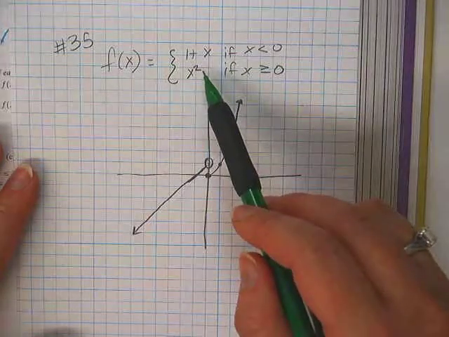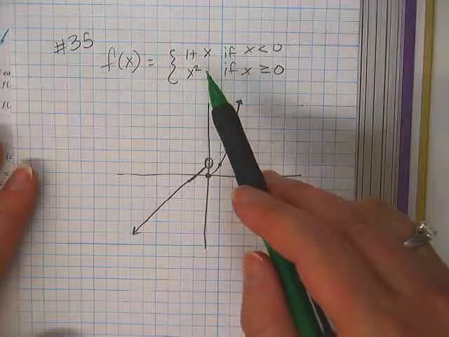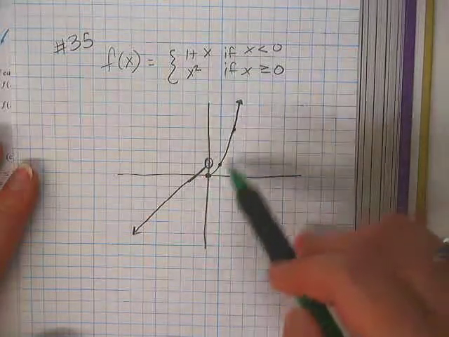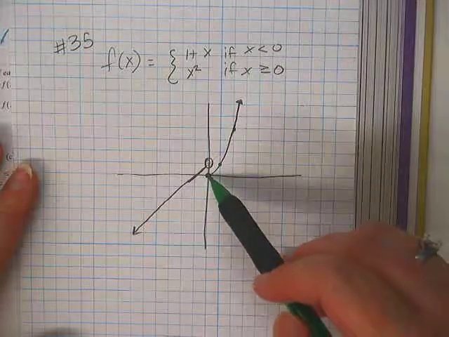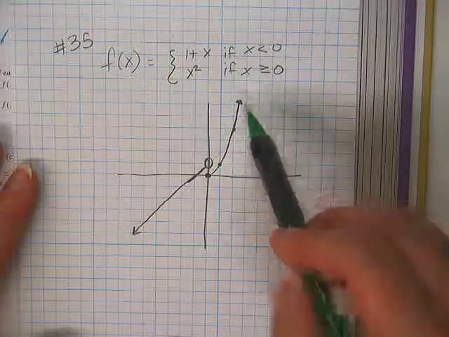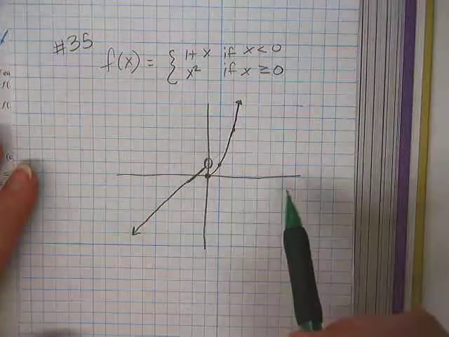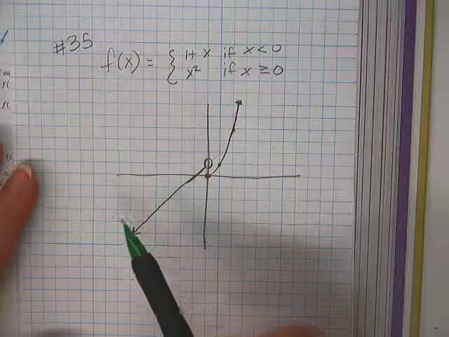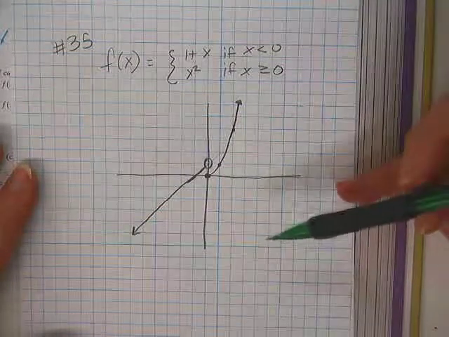And then we have x squared, so that's half of a parabola, because it would be a parabolic graph here, but then it's just x is greater than or equal to 0, so we have a dot at 0 and then to the right of the graph. So the domain for this one would be all real numbers because everything is included from left to right.